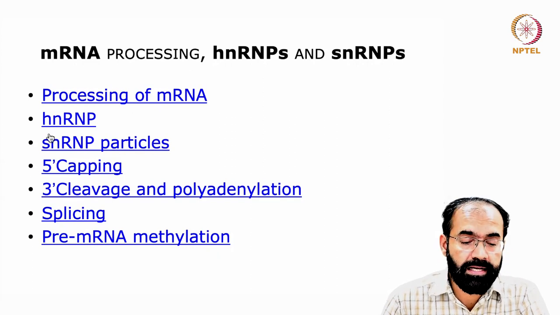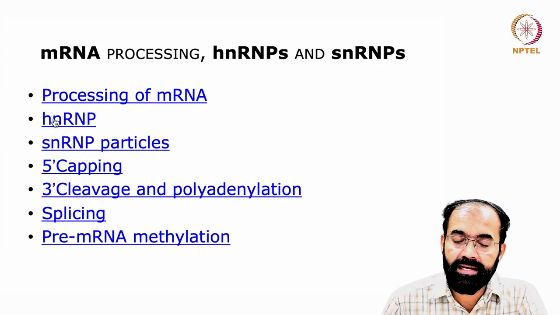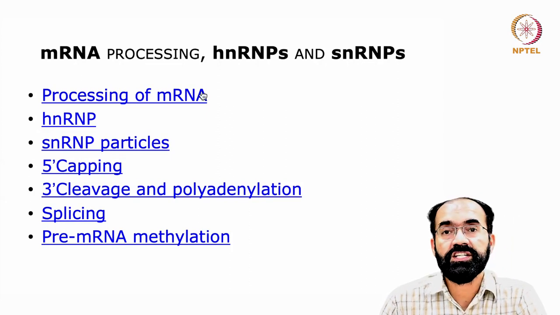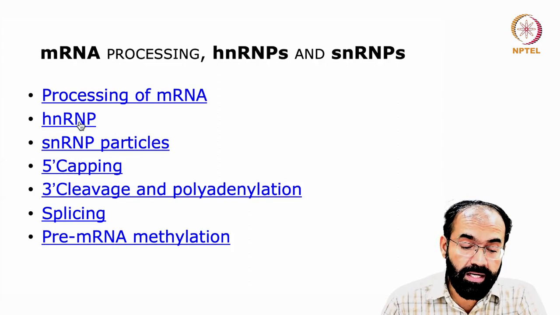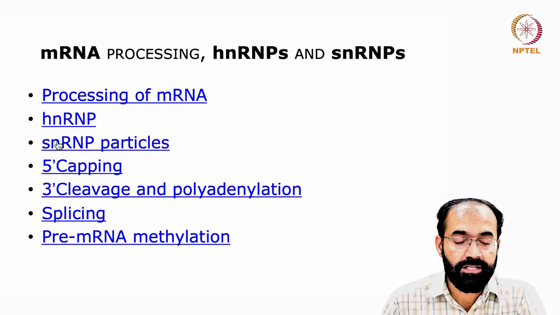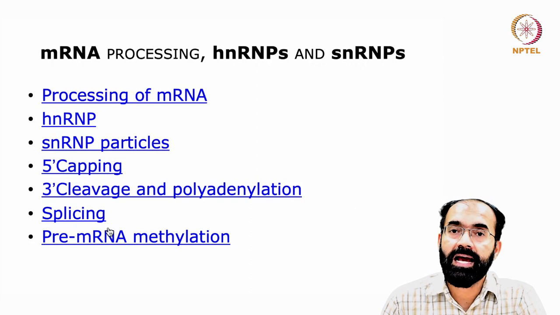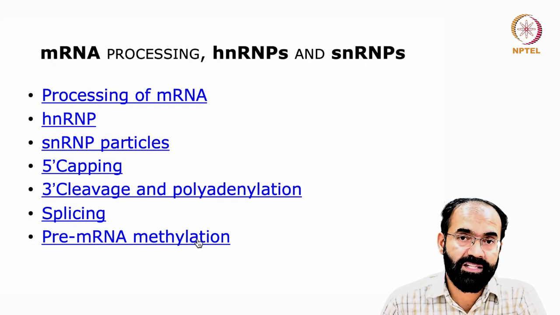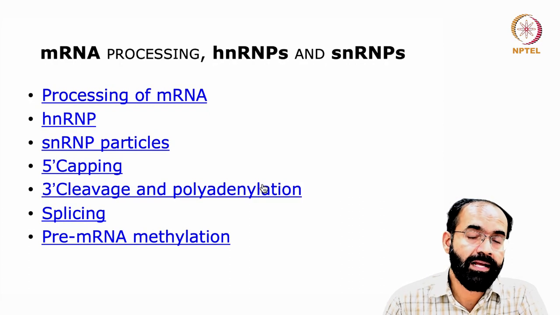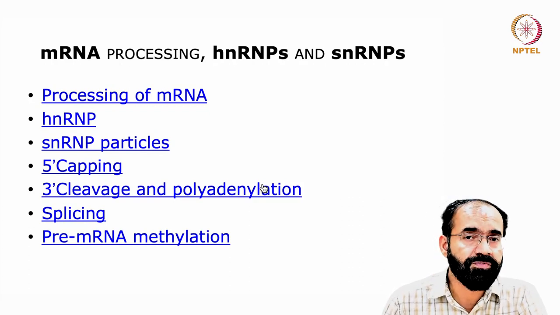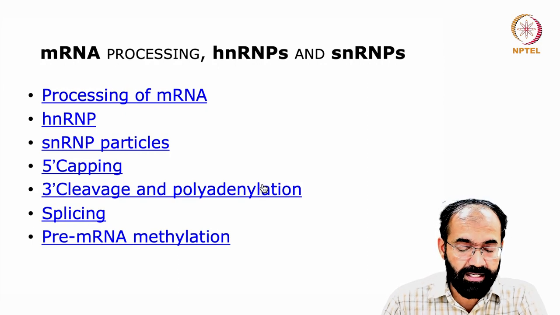And if you look further, mRNA processing, hnRNP and snRNPs also need to be studied in detail, and they are classified in the following sections. The processing of mRNA needs to be understood properly, and what is the importance of hnRNP, heterogeneous nuclear ribonucleoprotein, or snRNP, small nuclear RNP, and the importance of 5' capping, 3' cleavage and polyadenylation, RNA splicing, and also pre-mRNA methylation. All these are processes that introduce modifications onto various RNA molecules at various levels. And there are different types of RNA modifications, which we will see one by one, because if you address all of them together, it can lead to confusion.